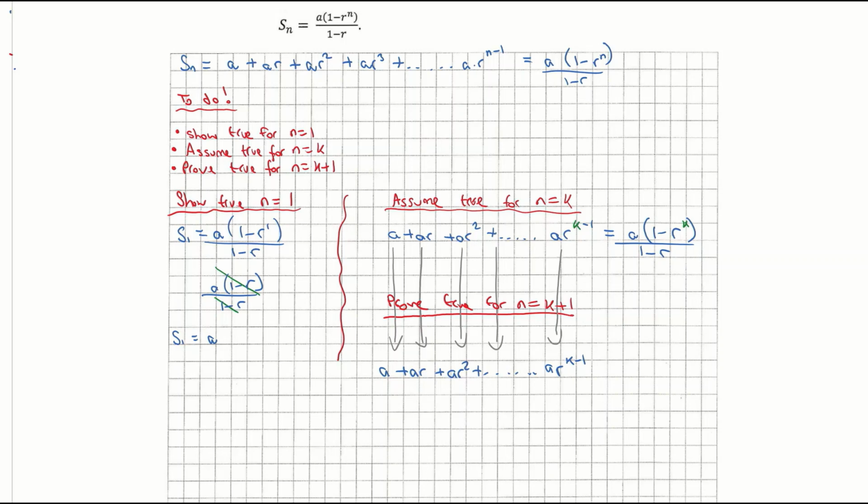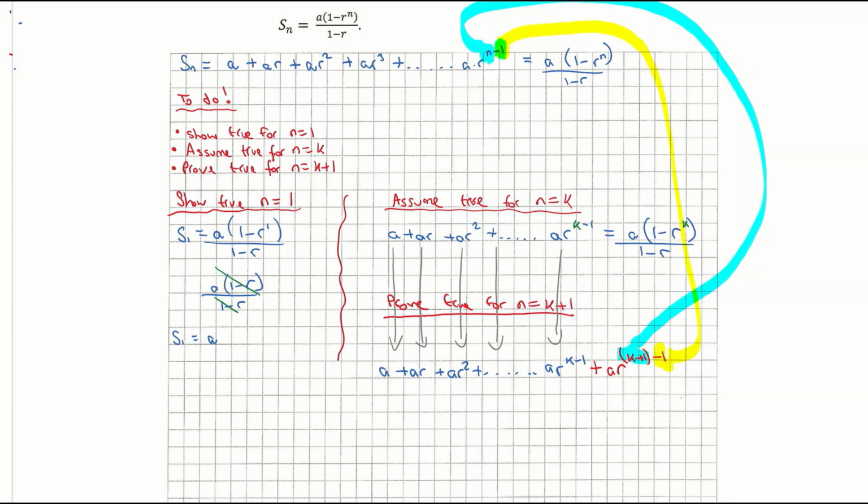But now what I'm doing is I'm subbing in k plus 1 where I had my n. So my next term is going to become a r to the power of k plus 1 subtract 1. So hopefully you can see that this k plus 1 here is being subbed in for the n, and then the minus 1 here is this minus 1. So just don't mix up the ones as you go through.